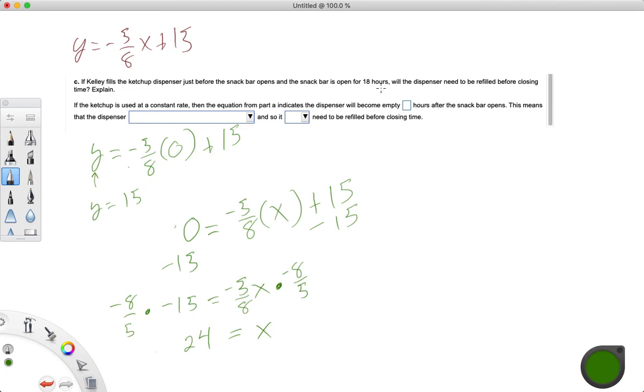And so they can go an entire day. I doubt that they would try and go a day and then 6 more hours, but they can go an entire day without having to refill the ketchup thing. So x equals 24 hours. That's how long it should last.